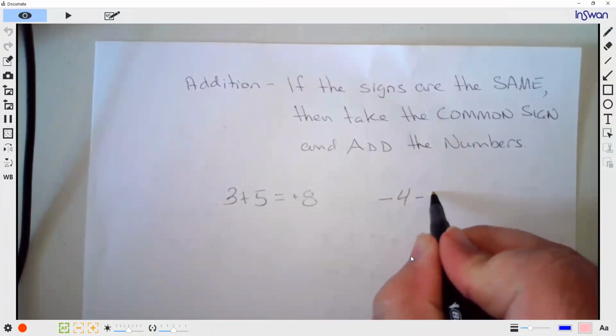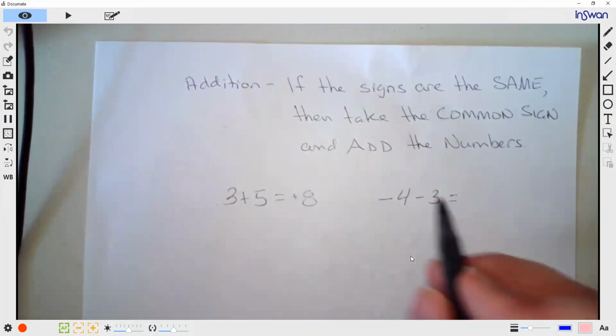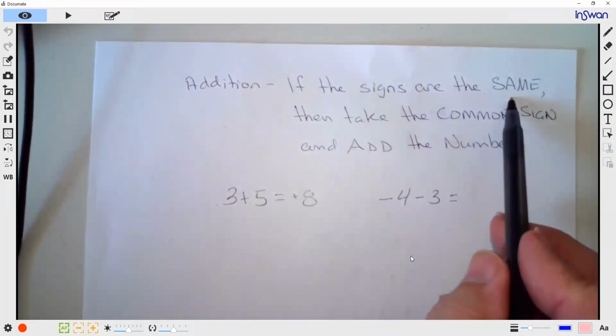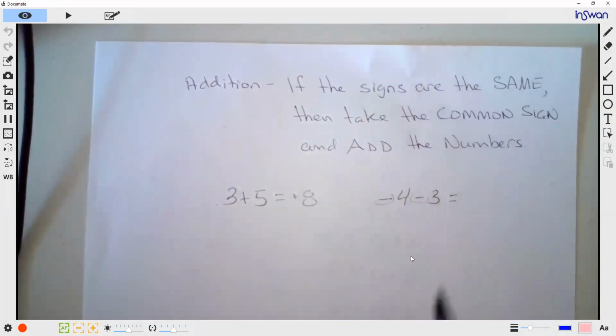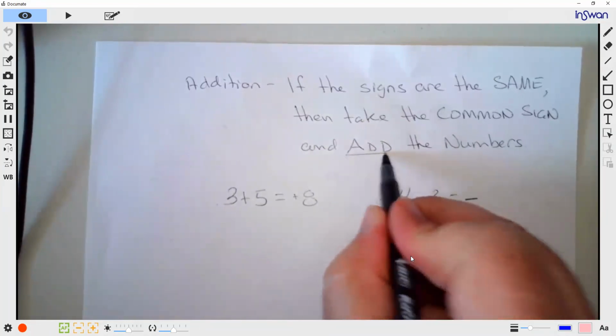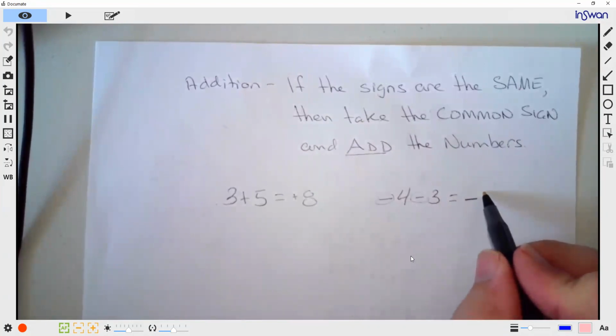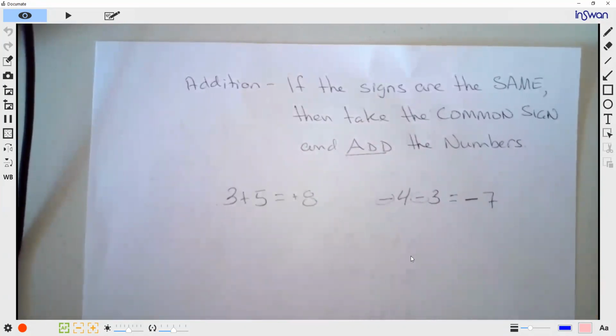-4 minus 3. What's the answer going to be? Wouldn't it be -1? Or 1? Okay, look at this. Are the signs the same? Oh, yes. They're the same. Use the common sign, and then add the numbers. 4 plus 3 is 7. So that's how you do addition.